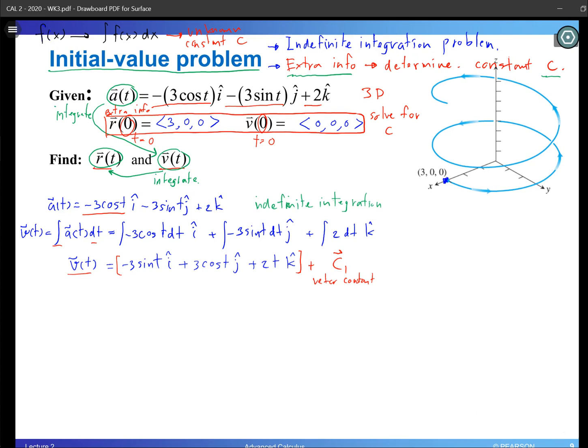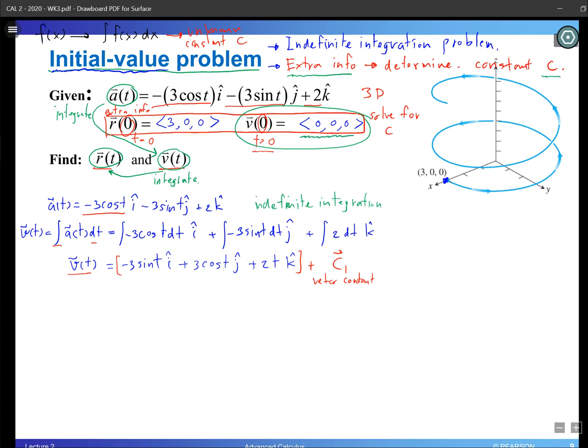We use the extra information that they give to us, which is this. They give us the velocity at the beginning of time, t equal to 0. Oh, by the way, the reason that they call it initial value is because they usually give the value when time equal to 0. At the beginning of time, initially, what value of v is. So if we know that, we can use it. The first thing we know is that the velocity vector at t equal to 0 is this 0, 0, 0 right here at the top.